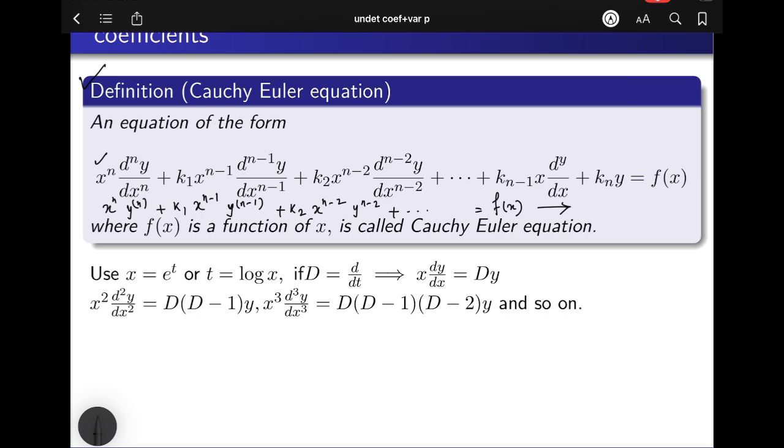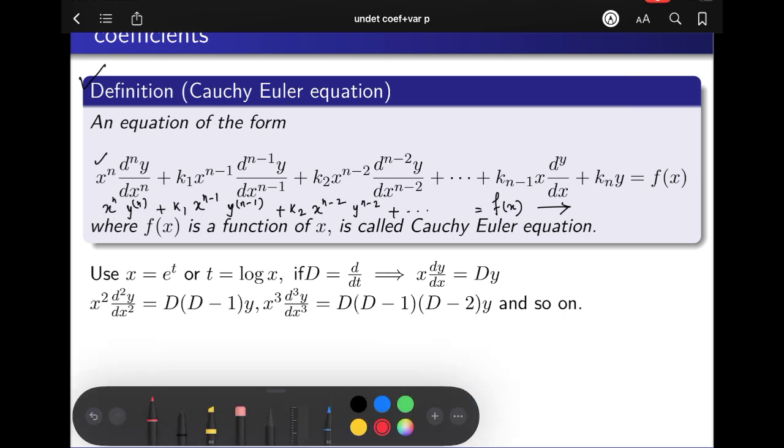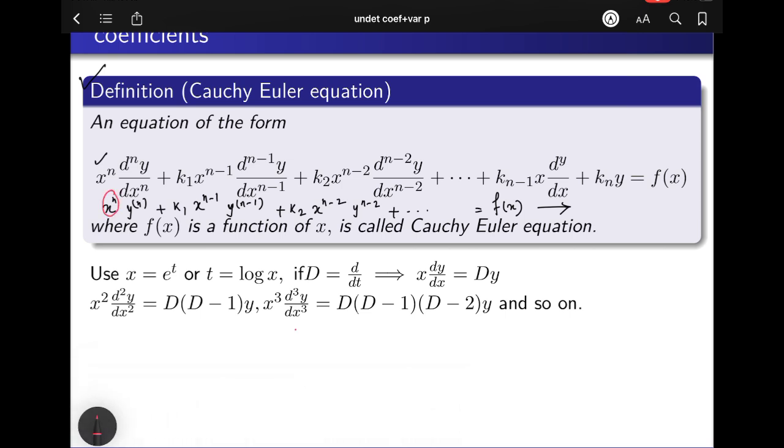Here you can observe one thing about the coefficients: x^n, k1 into x^(n-1), k2 into x^(n-2). So these coefficients are not constant. So far what we discussed is the differential equation with constant coefficients, but here these coefficients are not constant. So it seems that you are having a different type of equation, that means the coefficients are variable.